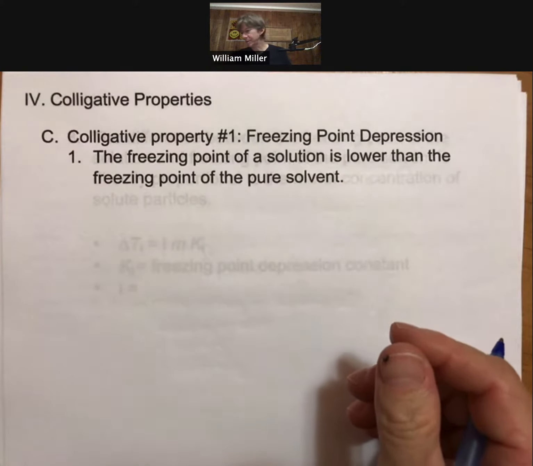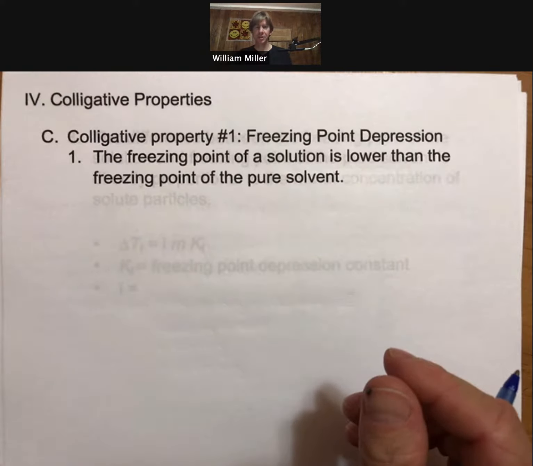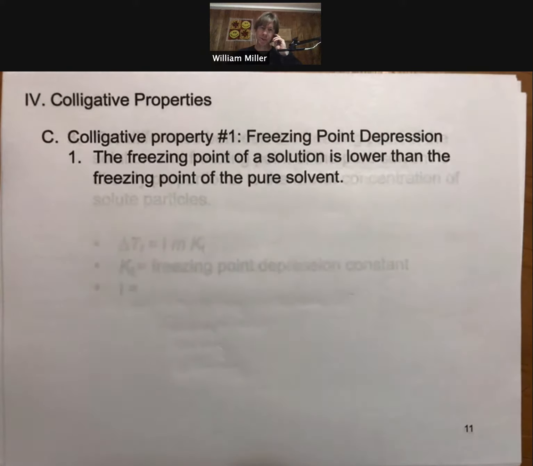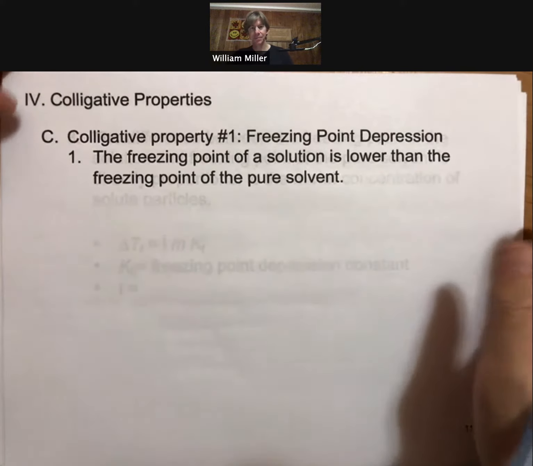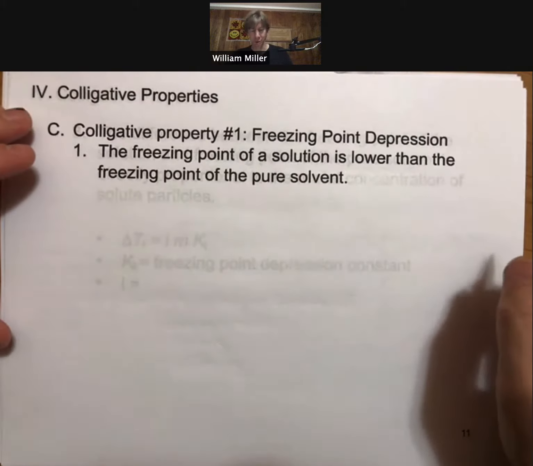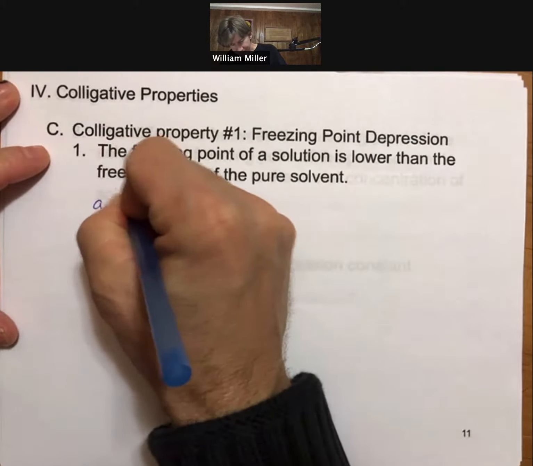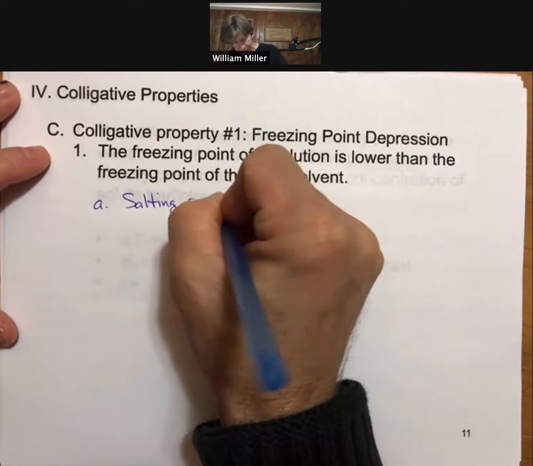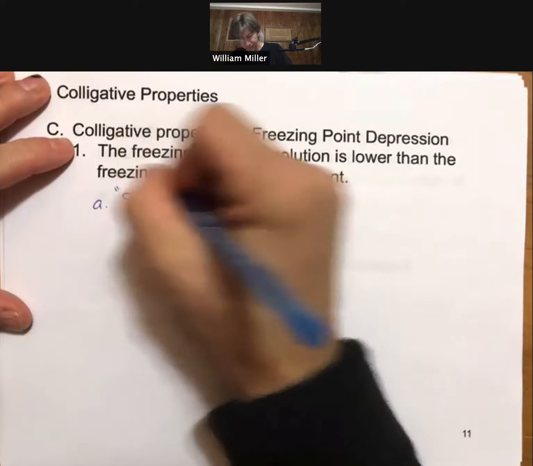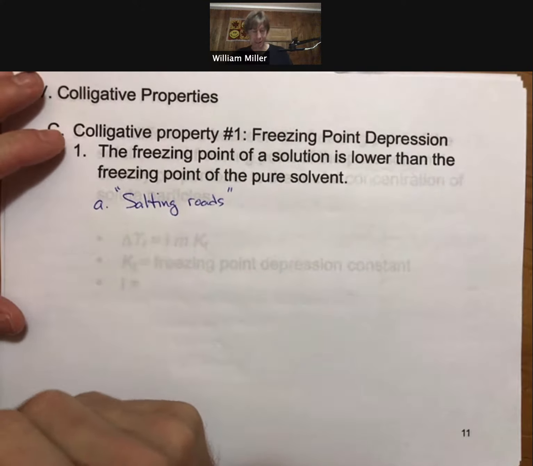Now, colligative property number 1 is called freezing point depression. The freezing point of a solution is lower than the freezing point of the pure solvent. So, the best example of this is going to be using salt on the roads. So, salting roads in the wintertime to prevent the water from freezing into ice.